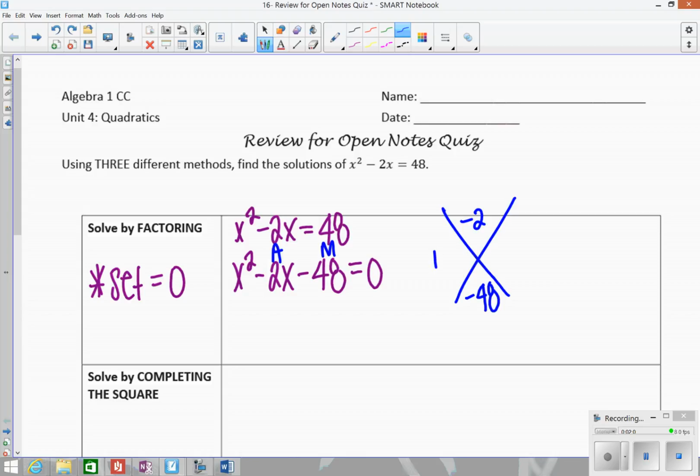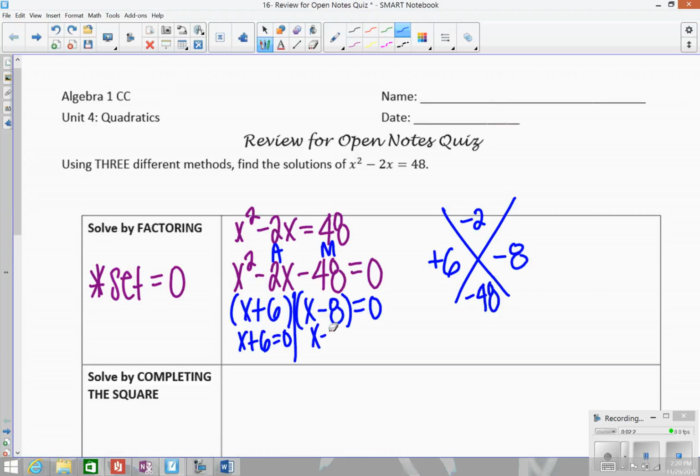So I have to have opposite signs. When I'm trying to multiply to 48, I'm thinking 6 and 8, and the negative has to be 8 and the positive has to be 6, so that I add to -2. So then my factors are going to be x plus 6 and x minus 8. Now I can split this, set each piece equal to 0, and solve them. If you subtract 6 from both sides, you get x equals -6, which is what you're getting from the calculator. And then x equals +8 after you add 8 to both sides.